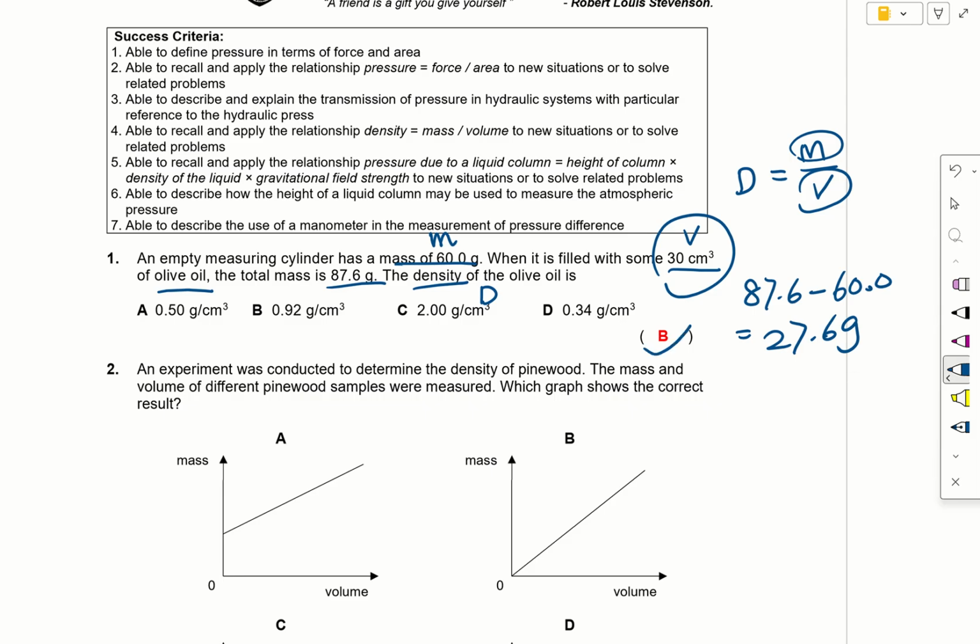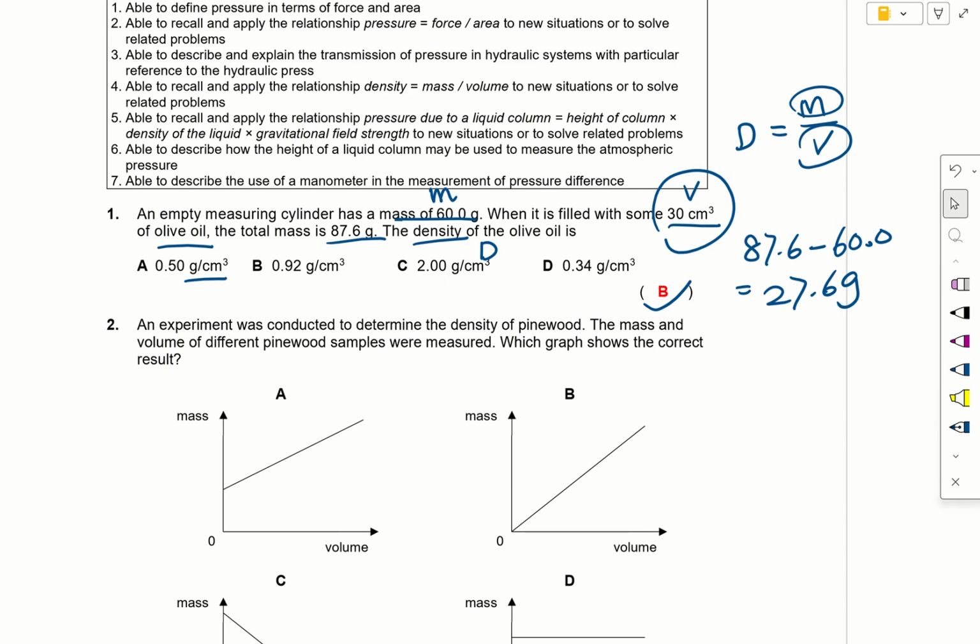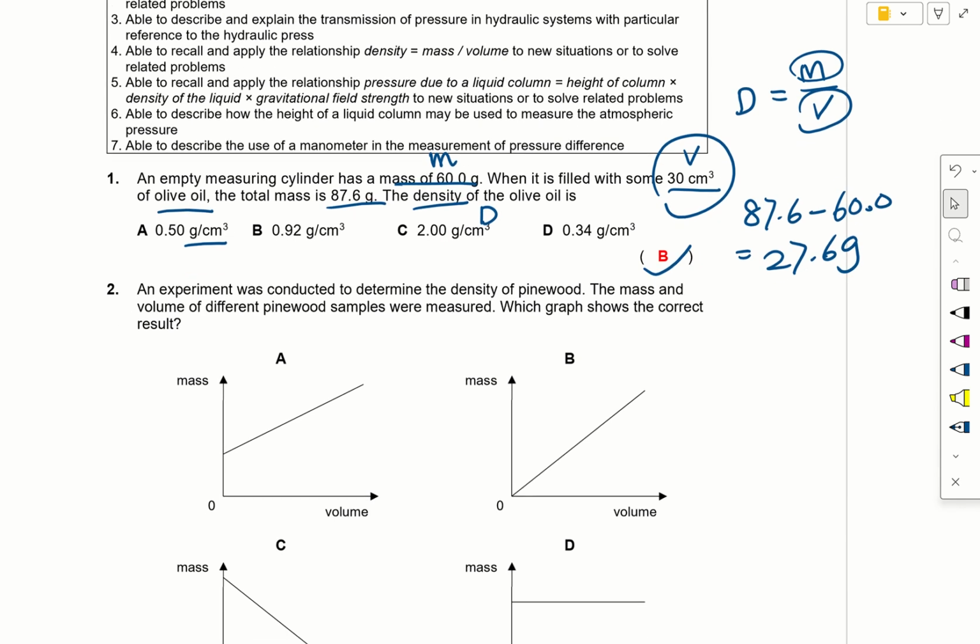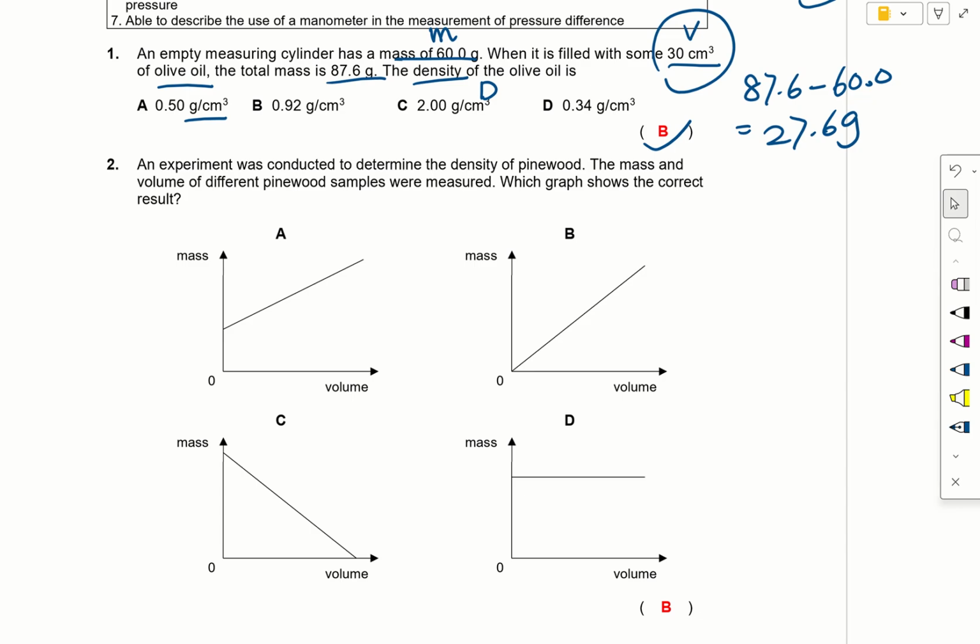Okay. So before you convert your units, you need to pay attention to the units. If it's for MCQ, you see that everything is in grams per cm cube, so you just leave everything in grams per cm cube. There's no need to convert.